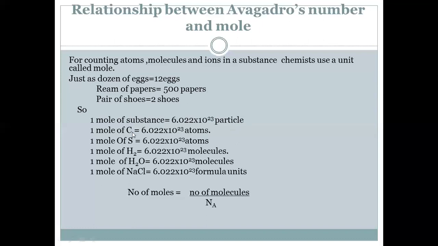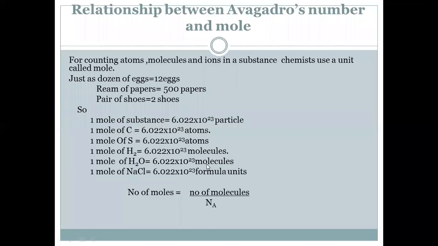Okay. If we have 1 mole of carbon, carbon is an element, so the number is the same, but we will write atoms. Sulfur is an element, we will write atoms. Hydrogen H2 is a molecule, so we will write Avogadro's number of molecules. Water is a compound and the smallest particle is a molecule, so again molecules. But sodium chloride is an ionic compound. The numbers are the same, but at the end we will write formula units.